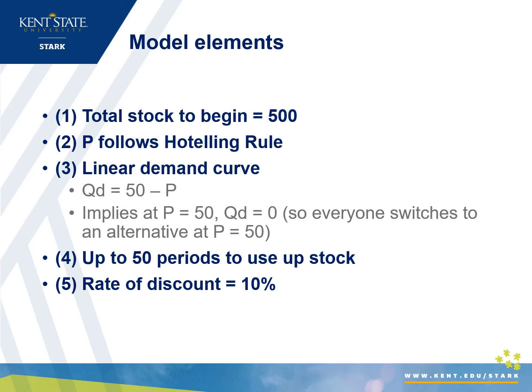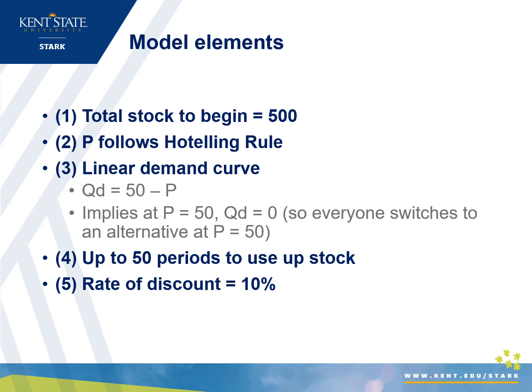Right? Just for the sake of making the math easy, we're going to have up to 50 periods that will allow them to use up the stock. So they have to decide how to divide up those 500 units between those 50 periods based on how the price is moving and the amount of demand they expect to see. And again, the rate of discount will be 10%.